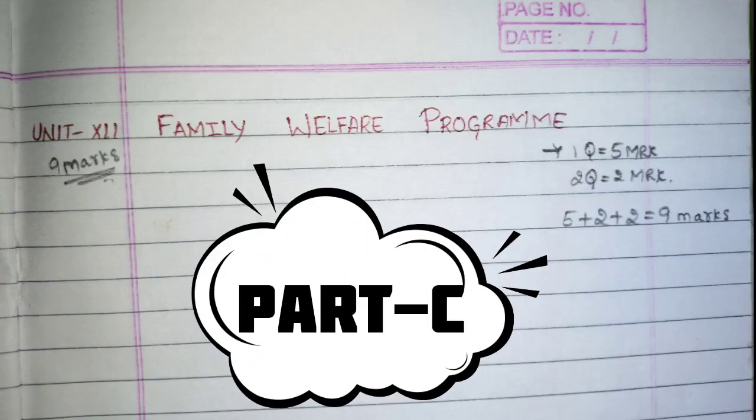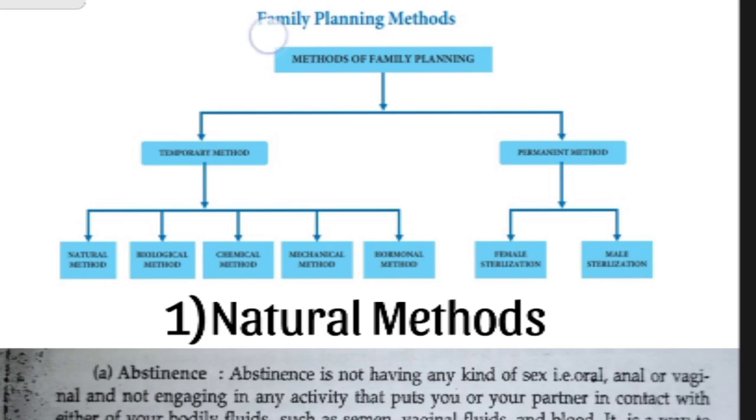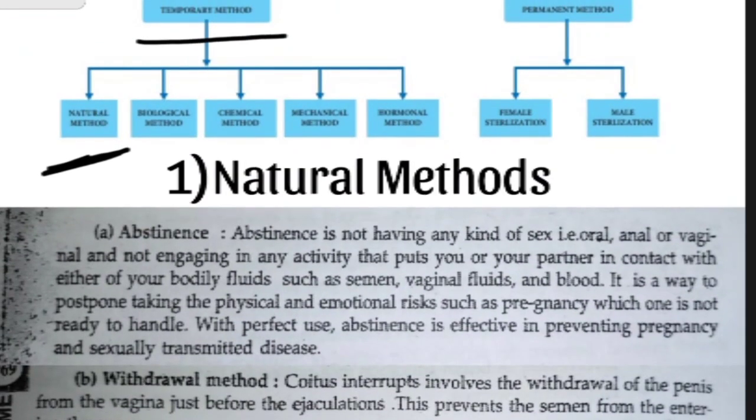It's Unit 12 Part C. Let's see about the methods of family planning. In that, first we will deal with the temporary method. In temporary method, the first one is natural method. In natural method we have abstinence.